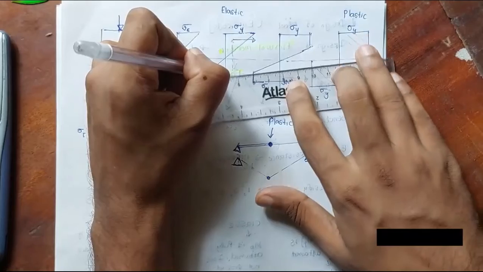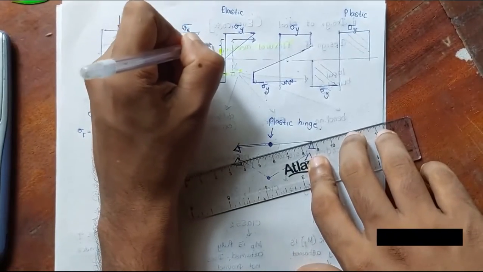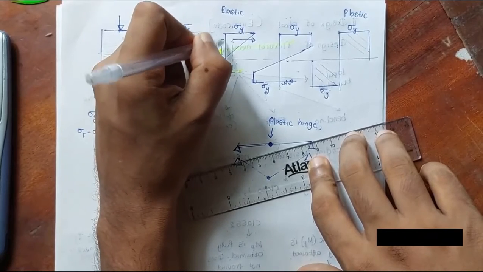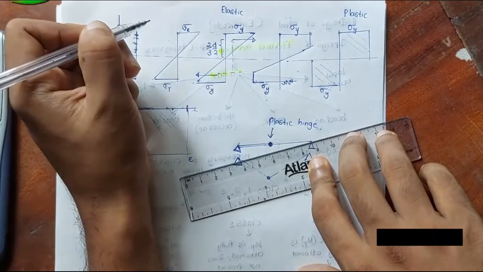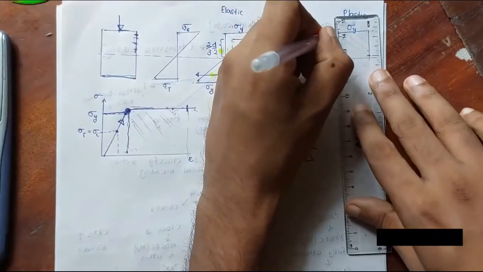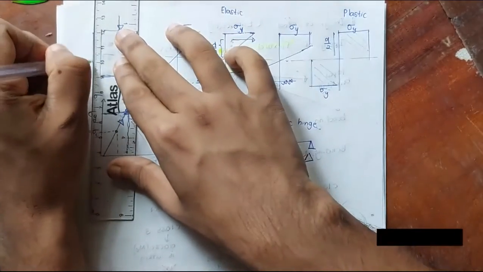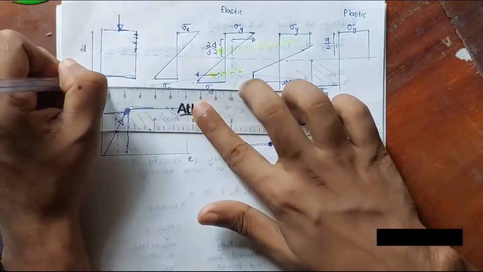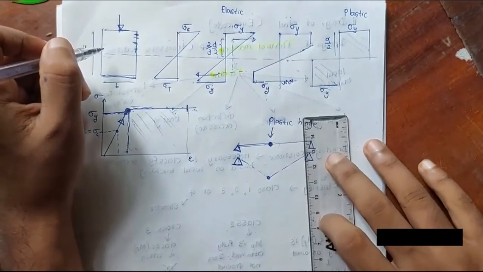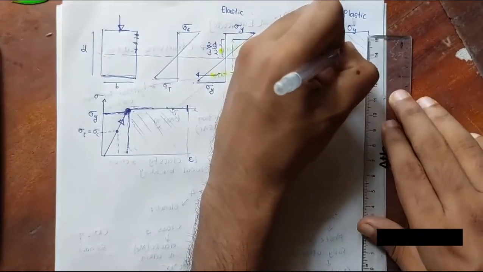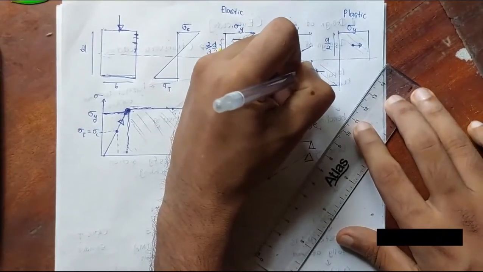So the lever arm is this. You know this is 2/3 of this height, and this height is d over 2. This is d, and this is b. So the centroids of these are this one and this one.